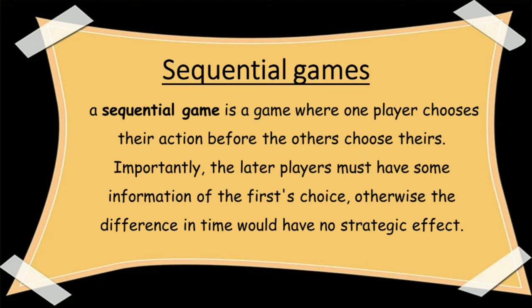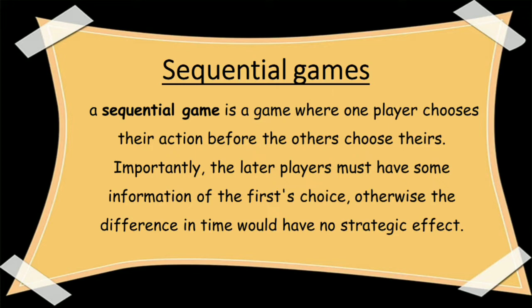Sequential games is a game where only one player chooses their action before the others choose theirs. Importantly, the later players must have certain information of the first choice. Otherwise, the difference in time would have no strategic effect. So basically, sequential games is where you take into consideration that if you do A, then your opponent might do this. If you do B, then your opponent might do other things, right? So in sequential games you take those things into consideration, and the game is basically in turns.